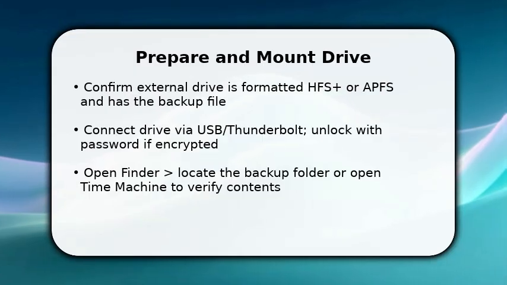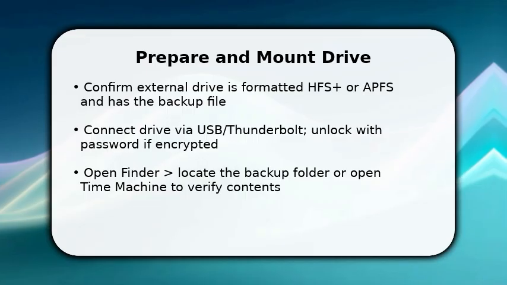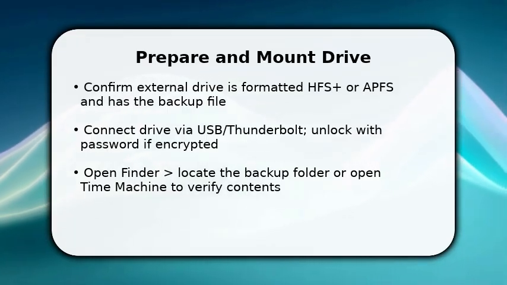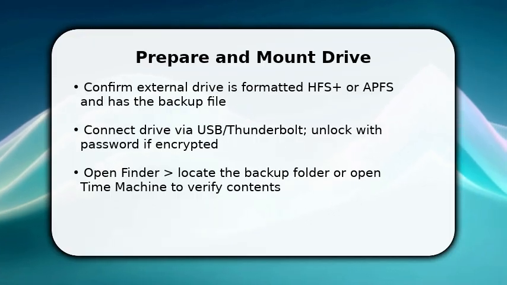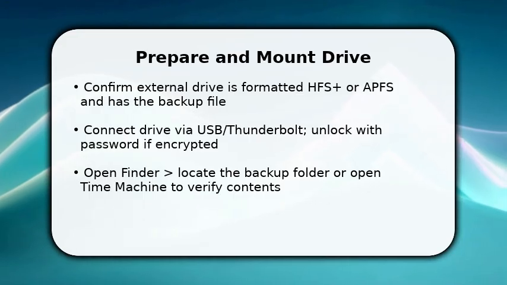You start by confirming the external drive is readable and contains the backup. Connect it via USB or Thunderbolt, enter any encryption password, and wait for macOS to mount the volume. Once mounted, open Finder and inspect the backup folder or Time Machine volume to ensure files are present.